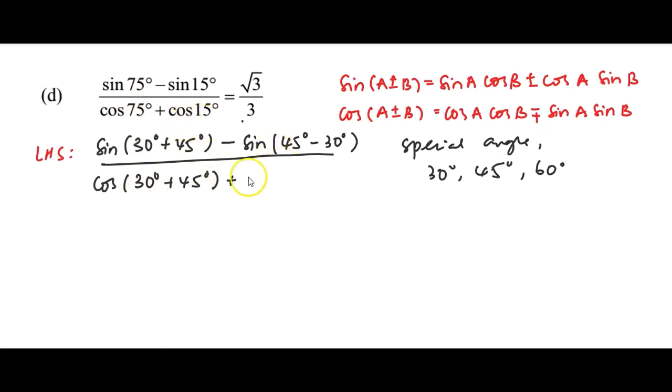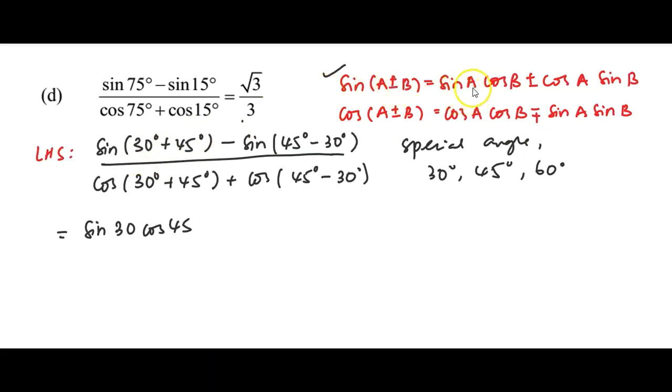And cos 15 here will be 45 minus 30. Okay, so you can see that those are actually compound angles relating to the special angles. So for sin 30 plus 45, I'm going to use the first compound angle formula, which will be sin 30 cos 45, where A is your 30 and B is your 45.